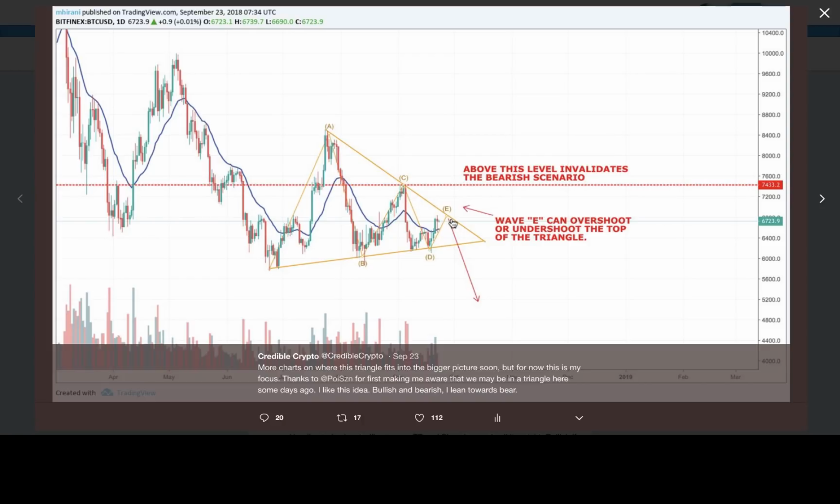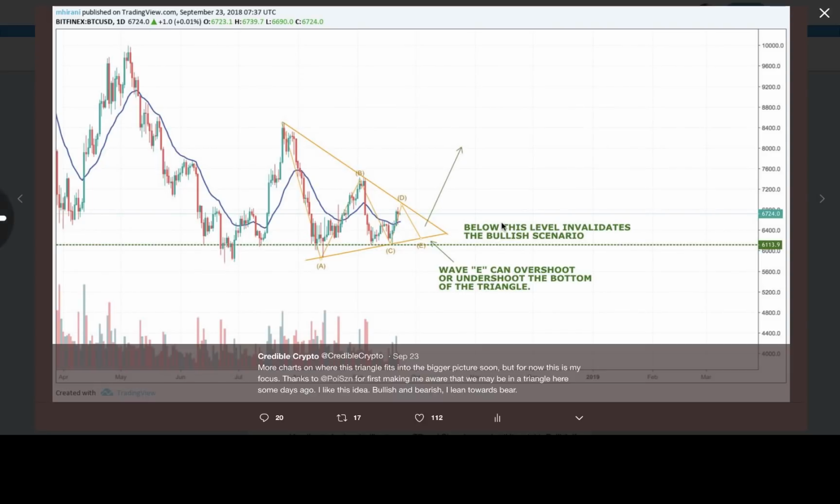If we were to see a break above this trend line, and then we were to cross this level here, it would mean one of two things. The first thing it could mean is that this was actually not a triangle formation, or the second thing that it could mean is that this was a triangle formation, but that this wave down was the E wave, and we ended up breaking upwards after the formation completed at the end of this wave. So in that case, this is what the triangle would look like in the bullish case.